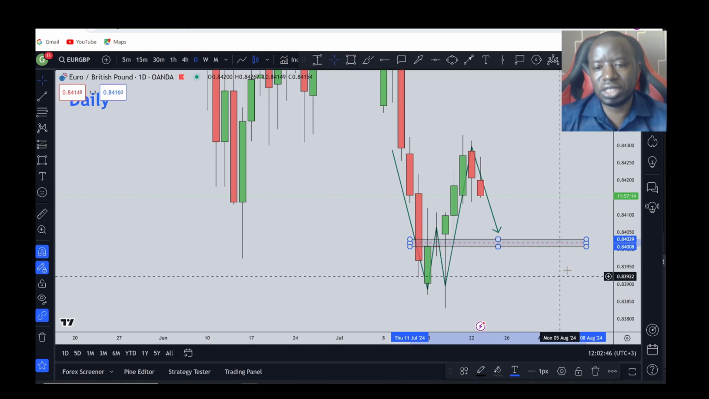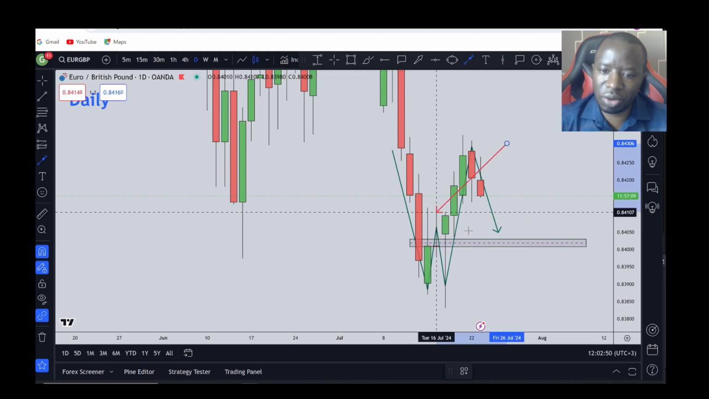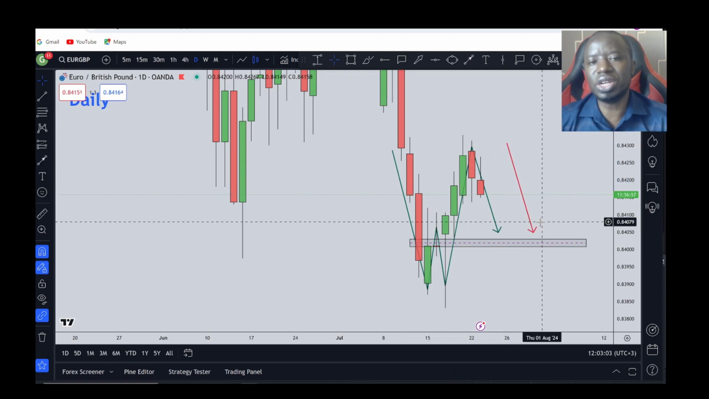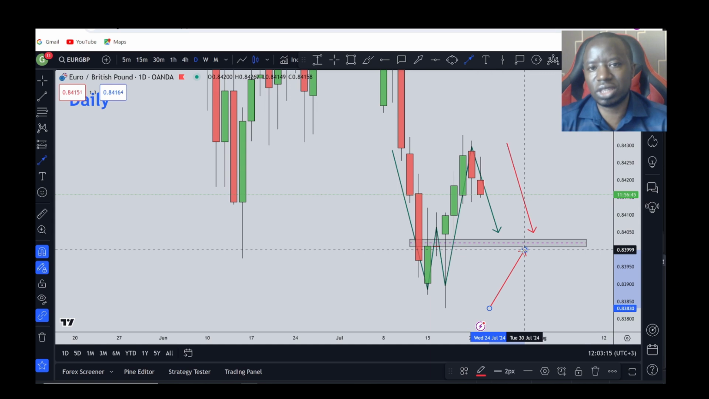So we are expecting another move to the downside to come and retest this neckline right here to complete the W formation, which really indicates to us that the market is bearish and we could expect more bearish moves in the market, at least to come into this level right here, this level of support.